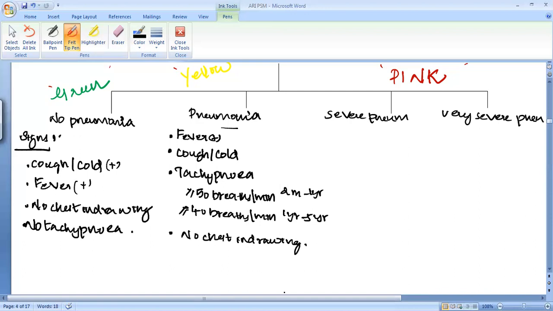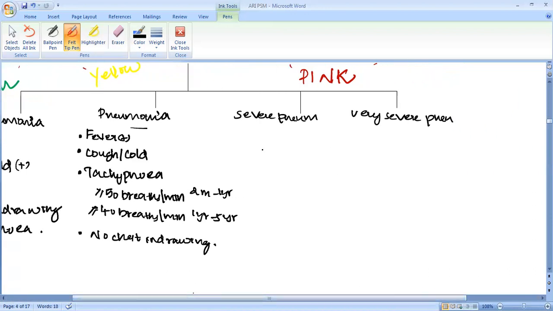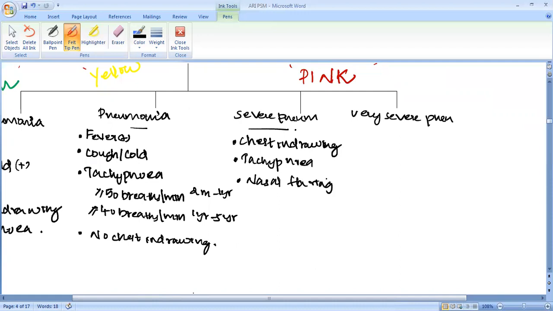But if this patient is having severe pneumonia, the most important sign is that the patient will have chest indrawing. This is a very important sign of severe pneumonia, and he will also have tachypnea, that is, greater than 50 breaths per minute in the age category of 2 months to 1 year, and 40 breaths per minute in the age category of 1 year to 5 years. He may also have nasal flaring, which means flaring of the ala nasi.